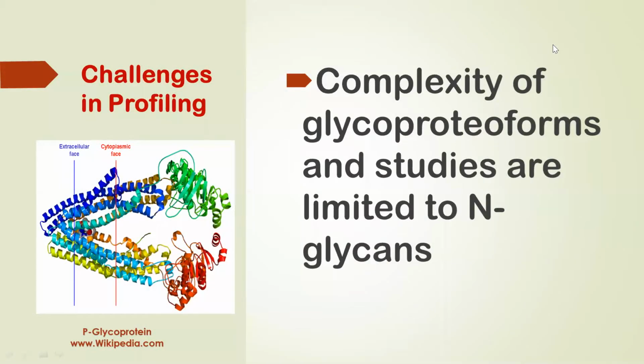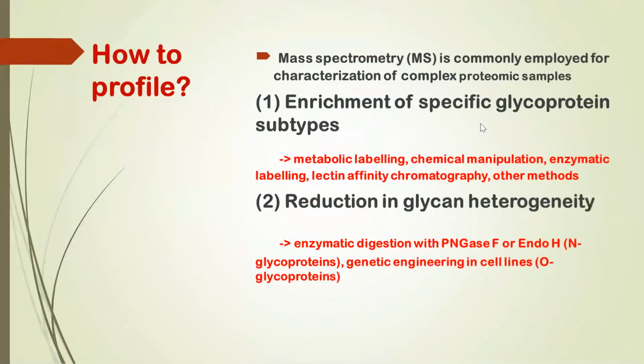So the ability to define the intact glycoprotein would accelerate structure-function studies and serve to identify potential disease biomarkers and therapeutic targets. There has been much interest in profiling the intact glycoprotein. The complexity of glycoproteoforms remains challenging to completely define, and now the studies are limited to nitrogen glycans. For the oxygen glycan, there are no proper sequence motifs and specific enzymes.